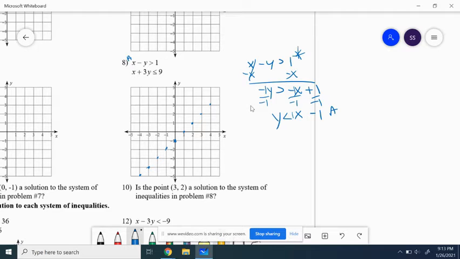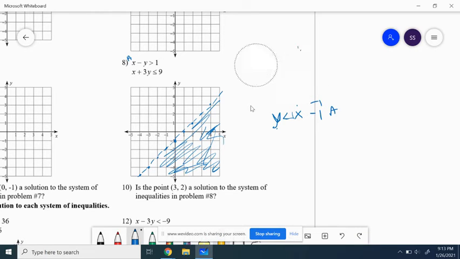Now let's determine if it's going to be a solid or dashed line. There is no line underneath here, so y does not include that line, so it's going to be a dashed line. And y is less than, so we're looking at everything under this line. Okay, we shade below. All right, I'm going to erase this. It just looks like a lot here. y is less than x minus 1. That's what we got for the first line.